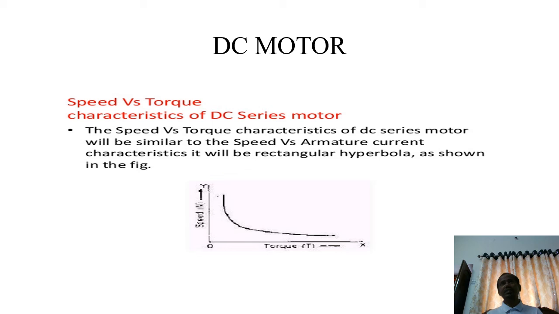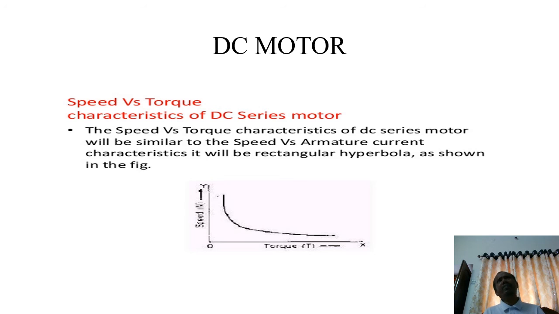The third one is speed versus torque characteristics. So when we draw the characteristics of torque versus armature current, it is parabolic in nature. After the flux becomes constant, torque is directly proportional to armature current, then we will get a straight line. Once it reaches the saturation point, it follows a straight line. That happens in the case of the torque versus armature current characteristics.